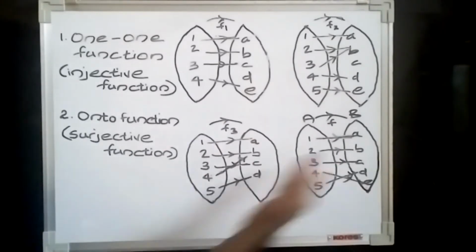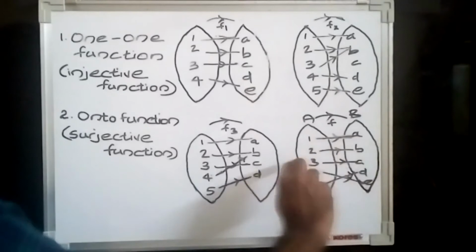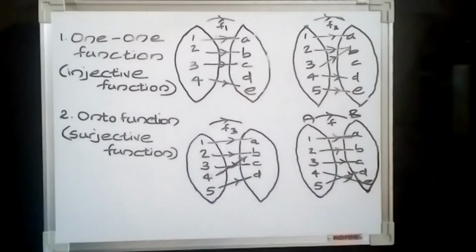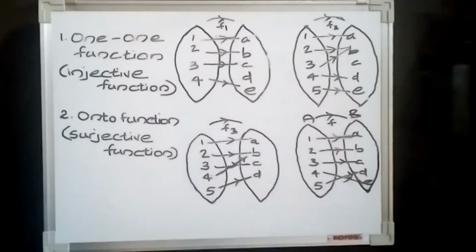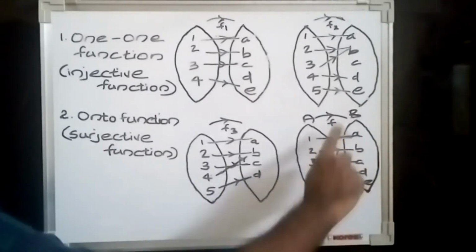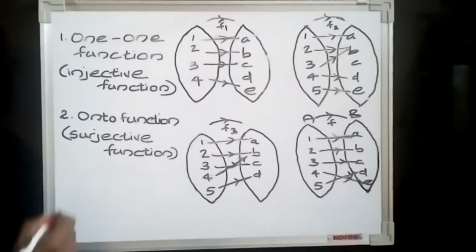And look at the last function f. It is clearly 1-1 and onto. 1-1 because every element is related to one element. Therefore, it is a 1-1 function, and it is an onto function because there exists no element in the second set that has no pre-image. Therefore, it is an onto function. The function is both 1-1 and onto. Such functions are called bijective functions.